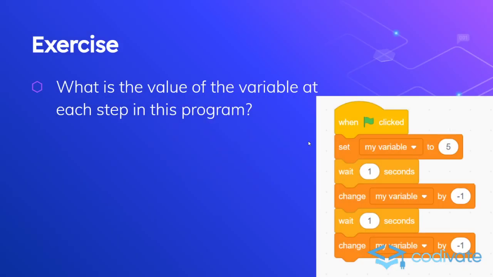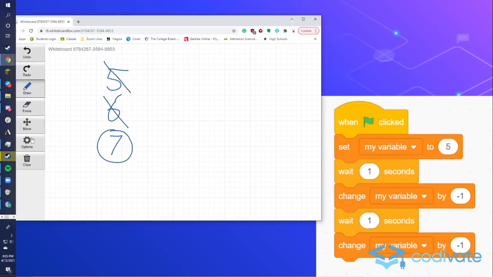Alright, another one. Same kind of question, except you're changing the variable by -1. And I'm going to do it the same way. So let's erase all of this. It starts at 5. Alright, we're changing, so we're adding to the number. We're adding -1 to our 5. What's 5 plus -1? 4. So cross out 5, write 4. Alright, now we change it by -1 again. What's 4 plus -1? That's a 3.